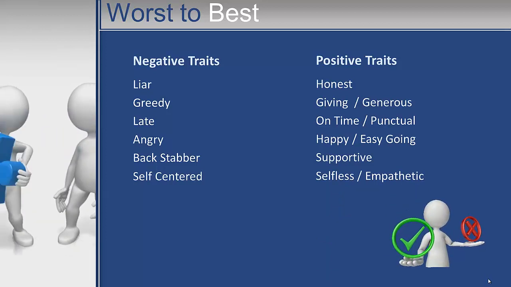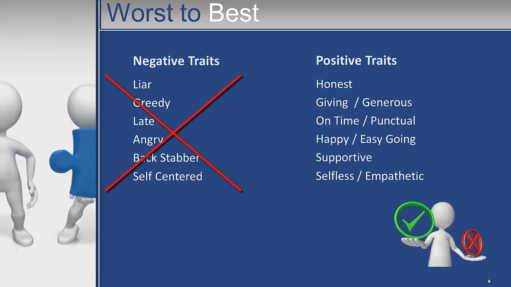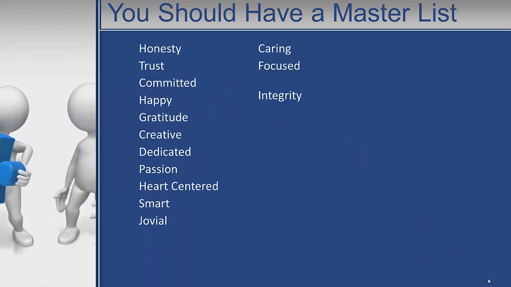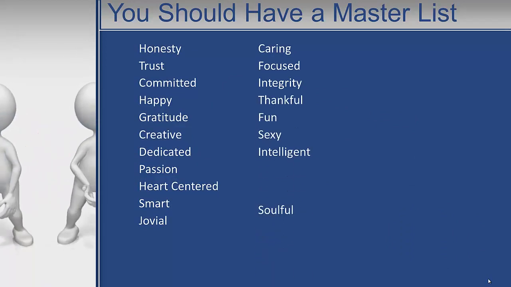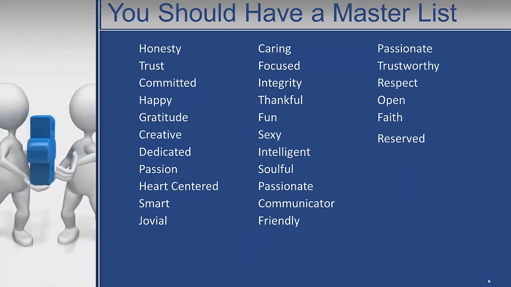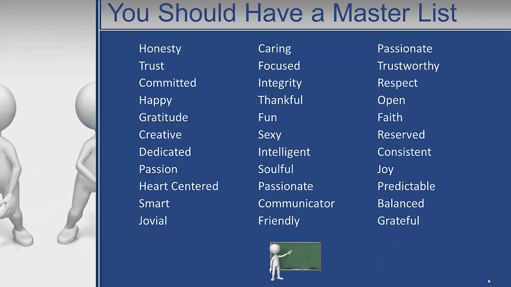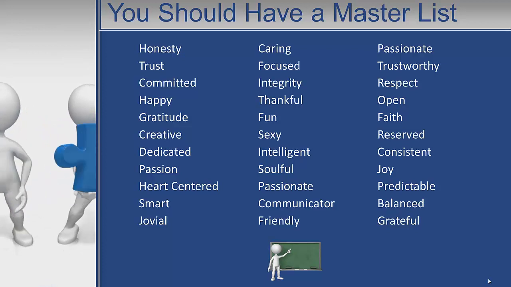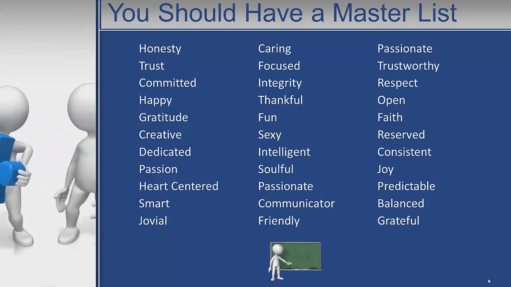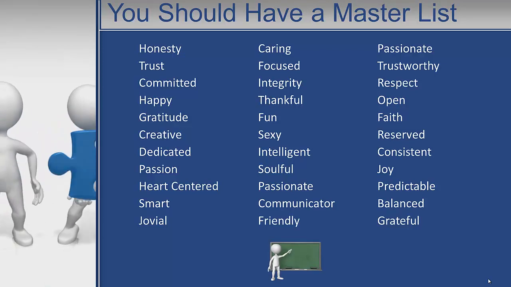Okay, so now you've converted all of these negative traits on that master list to positive traits. The next step is that you're going to have a master list. So imagine right now you're looking at the blackboard or whiteboard, and here's the list of words after we've written our positive words and converted our negative words to positive words. So we have a whole list of words here: caring, focused, integrity, fun, sexy, intelligent, creative, consistent, reserved, faith, open, respect. You get the idea, right?